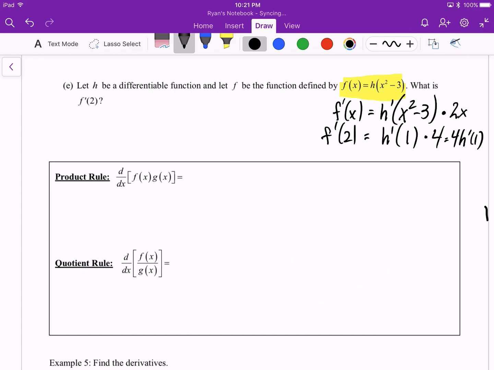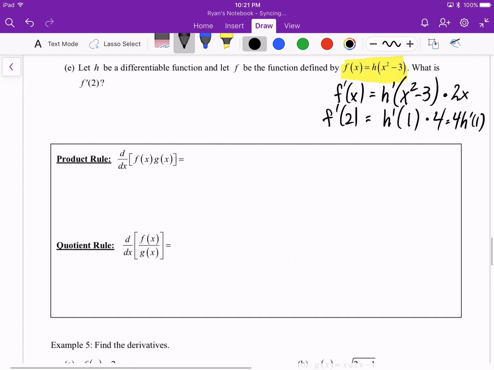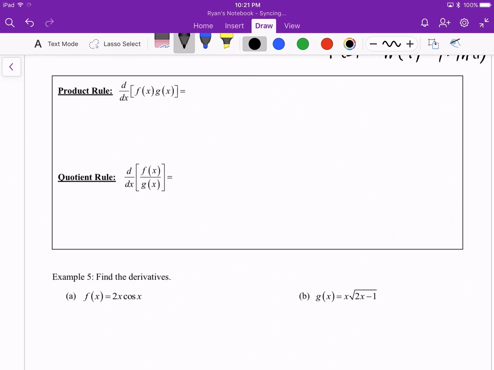Okay, and so that was an old multiple choice question on a previous AP test, basically just testing whether or not you knew how to apply the chain rule. Okay, the last couple of important rules here that we're going to talk about are the product rule and the quotient rule.